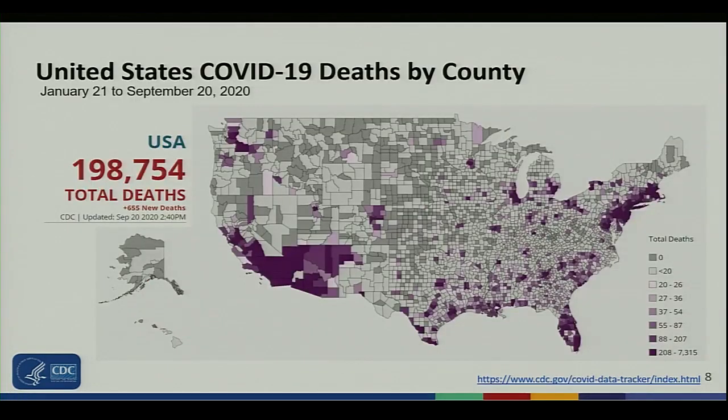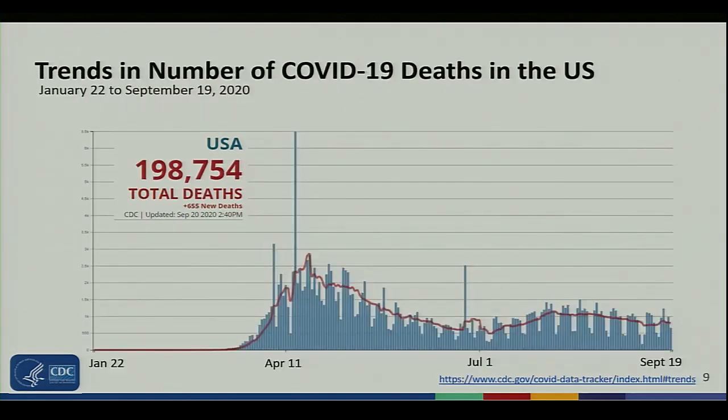As of September 20th, a total of 198,754 deaths due to COVID-19 have been reported to CDC. This map shows the cumulative number of deaths by county, with the darker purple representing larger numbers of deaths. This figure shows the trends in the number of COVID-19 deaths reported per day in the US, with the 7-day moving average in red. Nationally, deaths peaked first in mid-April and again in early August, and have been decreasing over the past month.